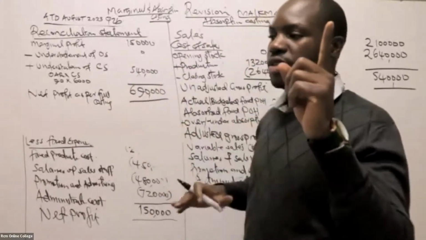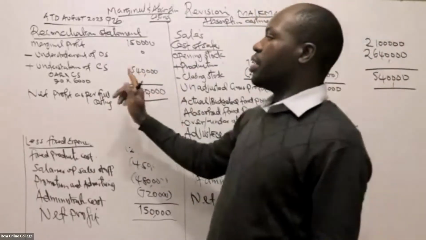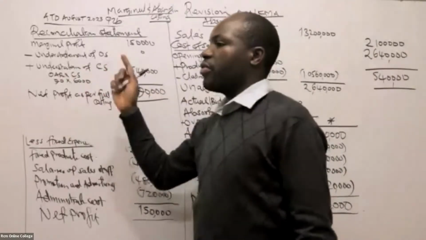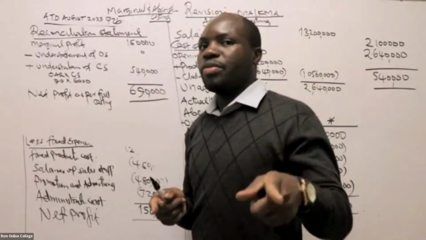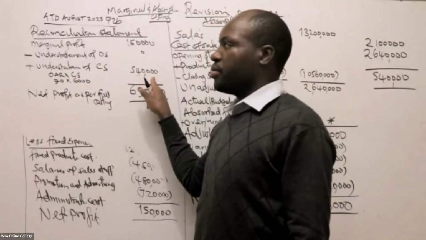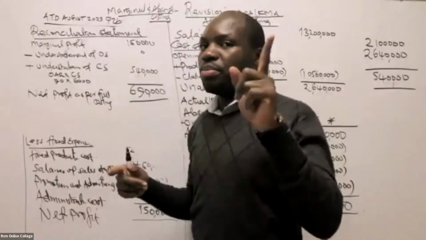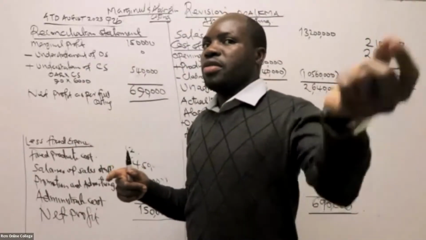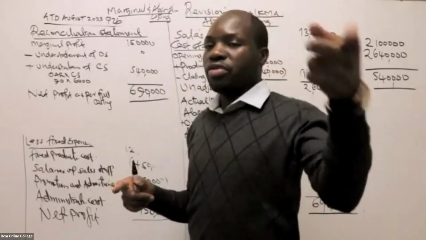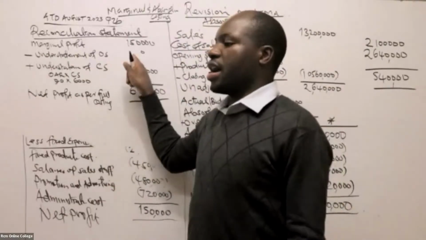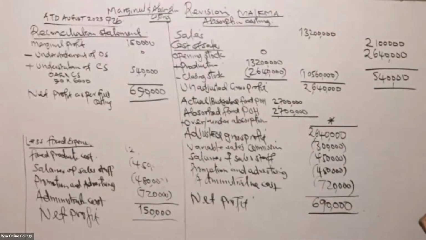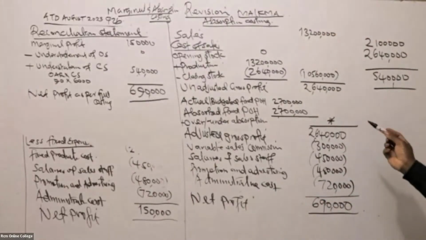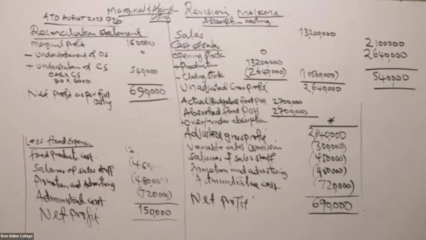What you need to know is very simple. How will the understatement of closing stock affect our profit? It will understate our profit and therefore add it back. How will understatement of opening stock affect our profit? It will exaggerate our profit. That is why we deduct the understatement. Sijui kama tuko pamoja. Are we together?